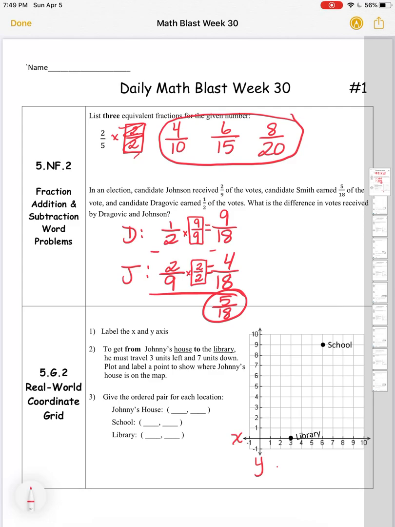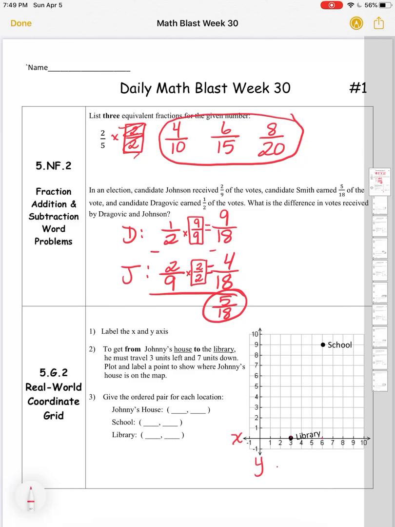So I'm going to start at the library here. Now, keep in mind it says to get from Johnny's to the library. We're going from the library to Johnny's, so I'm going to need to go backwards. Instead of going 3 units left, I'm going to go 3 units right. 1, 2, 3. It puts me here at 6 on the x-axis.